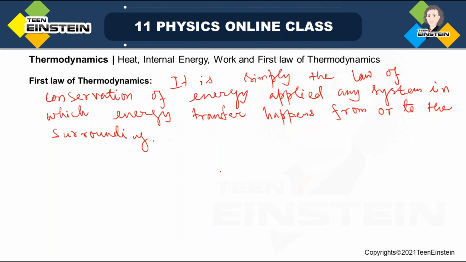See, in the case of a mechanical system, kinetic energy gets converted to potential energy, or potential energy gets converted to kinetic energy, and the total energy will always be conserved. In this case, not the kinetic energy and potential energy, we'll see now in terms of the heat energy, the work, and internal energy. These three parameters.